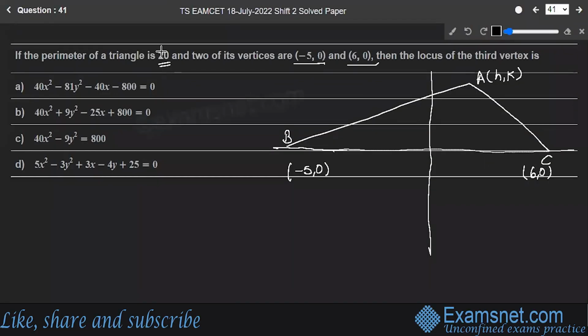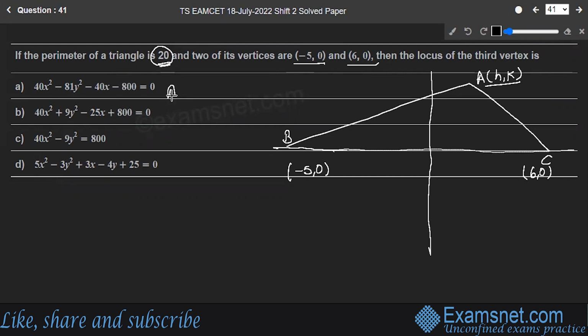Question number 51. If the perimeter of the triangle is 20 and two of its vertices are given by (-5, 0) and (6, 0), then the locus of the third vertex, which we have assumed to be (h, k), is. So basically in the question, you have to find out the locus of this point A. And I have assumed the coordinates for the point A to be (h, k).